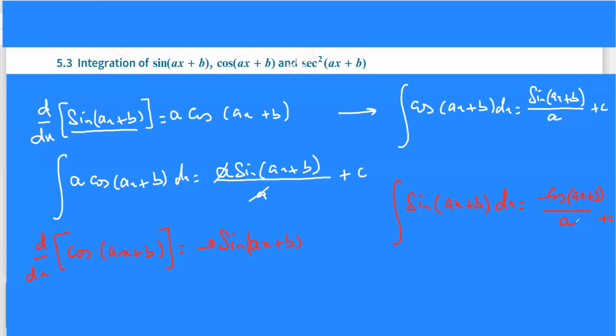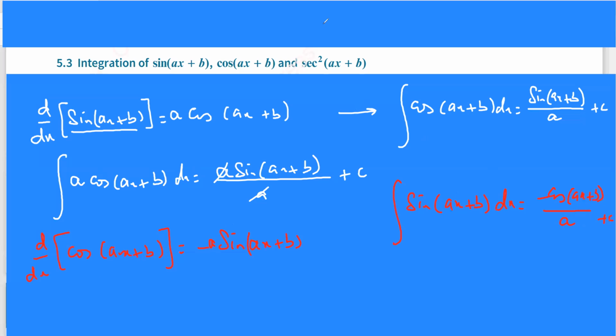and then plus c. Now this is really confusing, as you see that the derivative of sine is cos and the derivative of cos is going to be minus sine. But when you integrate cos, you get sine. And when you integrate sine, you get the minus cos. So just be careful about this.